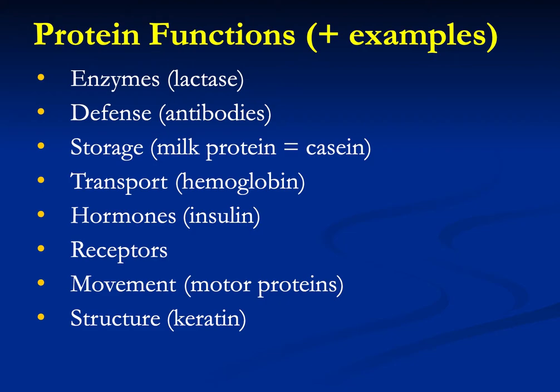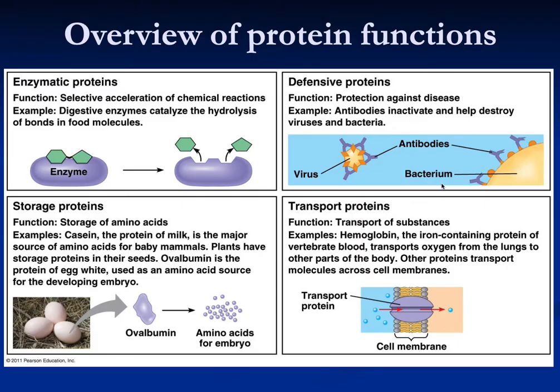Insulin is a type of protein that regulates blood sugar. We have proteins on the outside of cells that act as receptors, meaning they receive messages from other cells and other types of chemicals in the body. We have proteins that are involved in movement, and then we have structural proteins like keratin. Keratin makes up our hair. We have collagen, which is another type of structural protein. Here are some examples of protein functions, and you have a picture here.